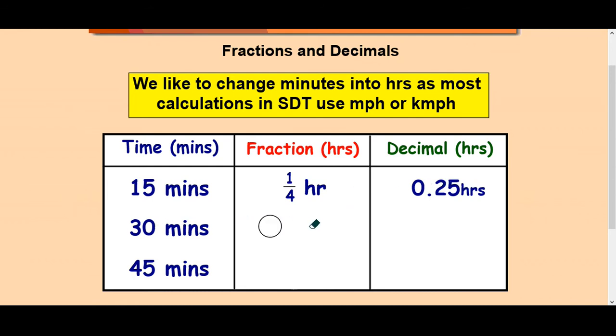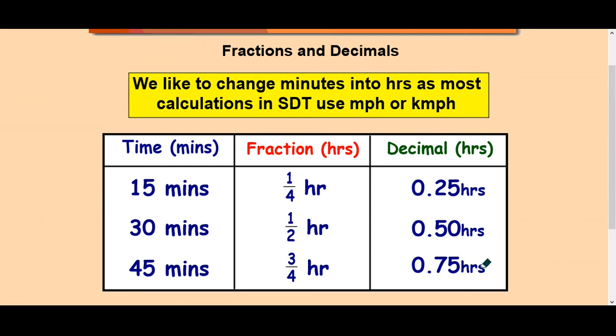Again, with 30 minutes, we know that's half an hour. Everybody generally knows half an hour. And we know half is 0.5. Again, you have to fight the urge to put 0.3. And the same with this one, you want 0.45, but 45 minutes is 3/4 of an hour, and that's 0.75 hours.